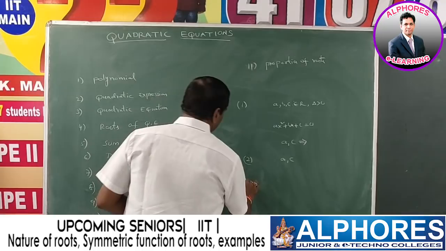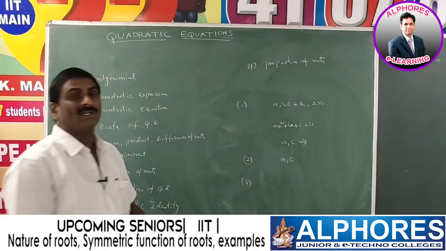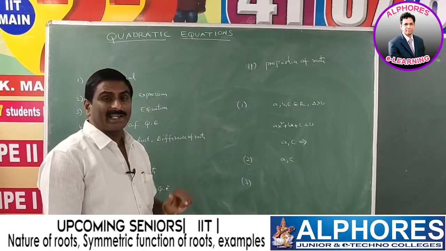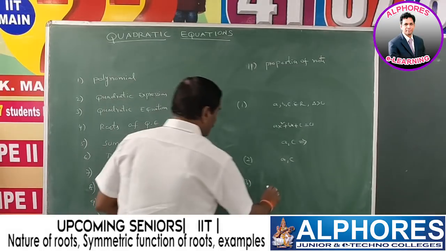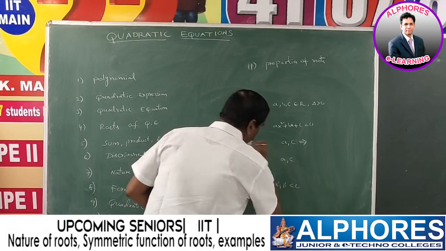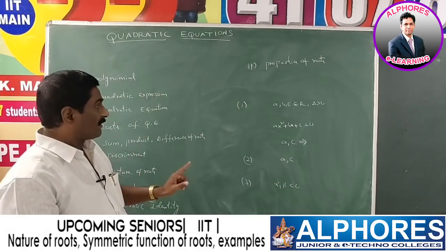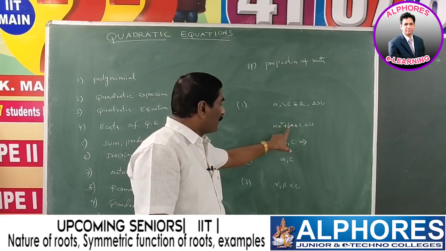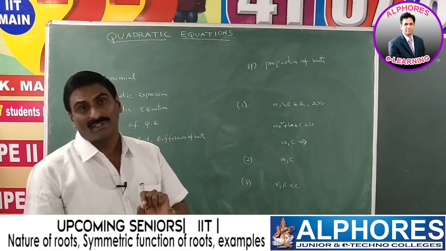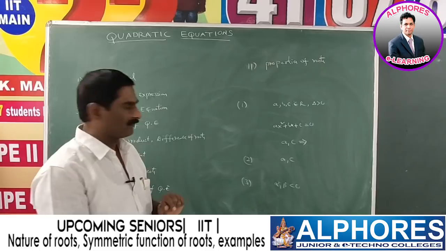Next, if both roots of the quadratic equation are negative, that means both alpha, beta are negative values, then a, b, c have the same sign.